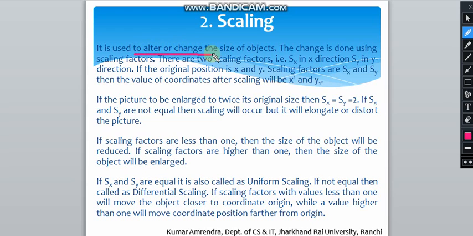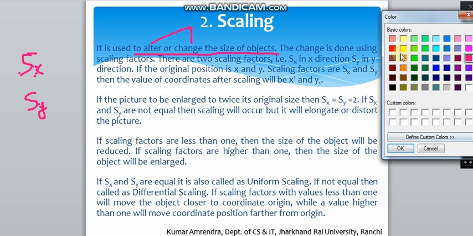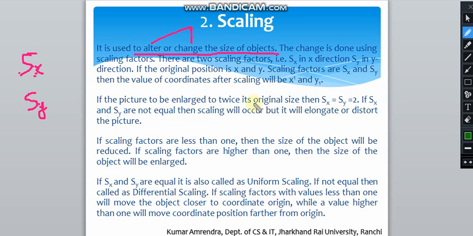It is used to alter or change the size of the object. What we can do with the help of scaling is alter or change; both are the same. And the change is done using scaling factors. In 2D, we have two scaling factors. The first one is Sx, the scaling factor along the x-axis, and the second one is Sy, the scaling factor along the y-axis. So there are two scaling factors: Sx in the x direction and Sy in the y direction.